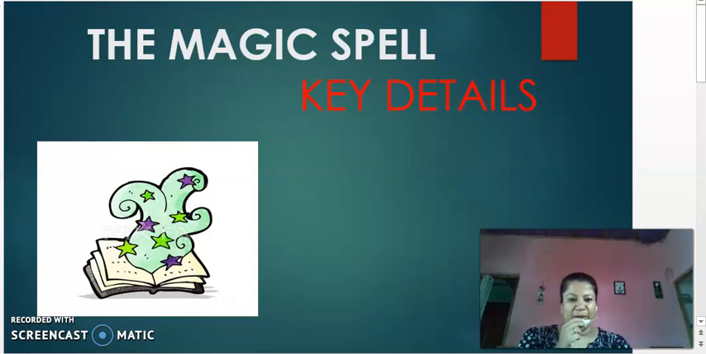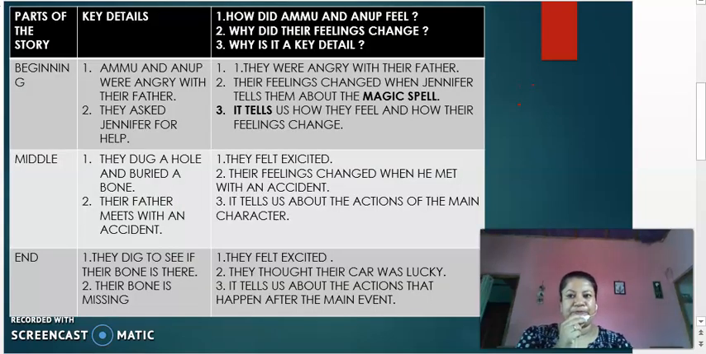Good morning, everyone. Today, again, we will be learning about the magic spell. Our topic for today is key details. So, we will be finding out the key details from the story today. Okay, so let's get started.